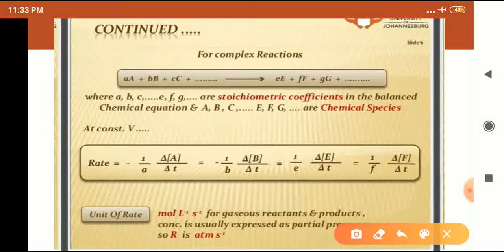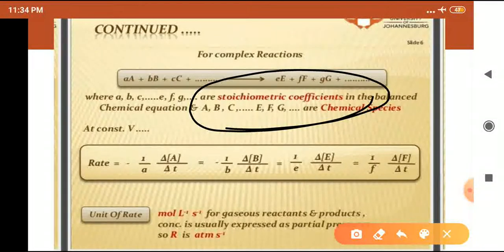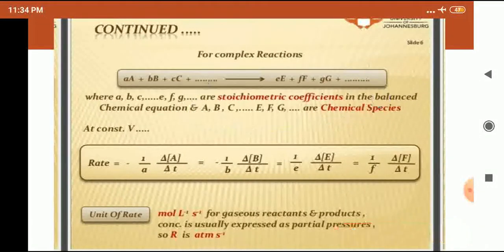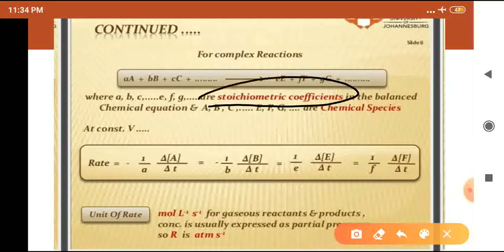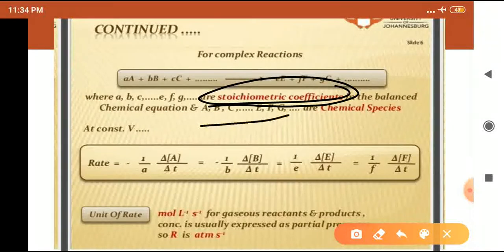For complex reactions in which the stoichiometric coefficients are different on the reactant as well as the product sides, how can we write the average rate of the reaction? Let's take this example where the small letters a, b, c and e, f, g are the stoichiometric coefficients, whereas the capital letters represent the chemical species.